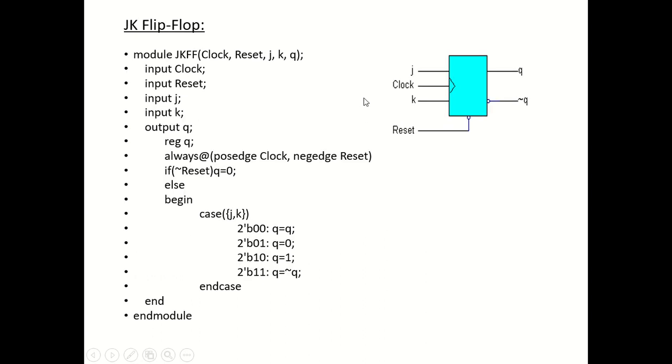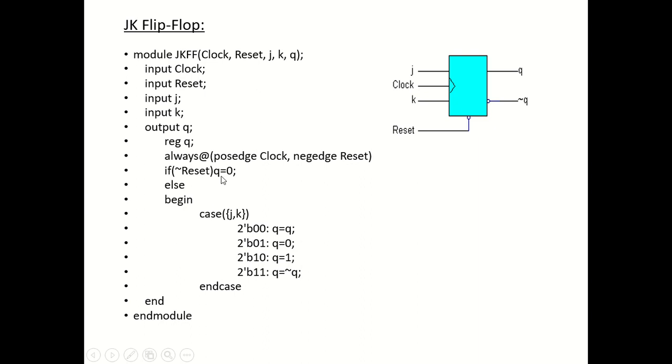And this is your JK flip flop. In a JK flip flop, you have J and K as the two inputs, clock is another input, and reset is there. So here input and output statements are assigned, and your output is declared as a register. Always at, here also it's called a synchronous clock. Synchronous mode is used.